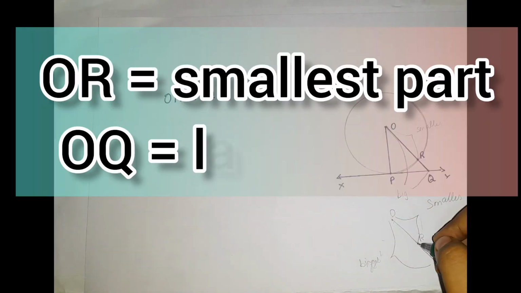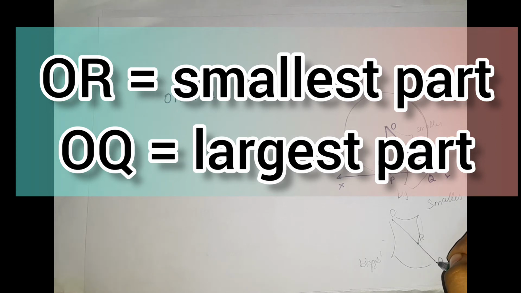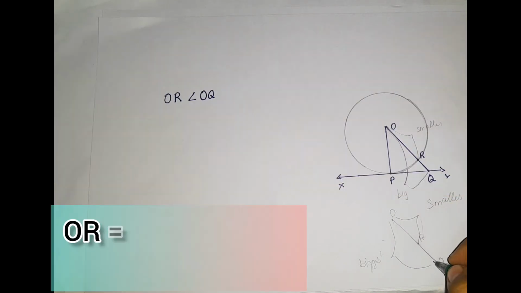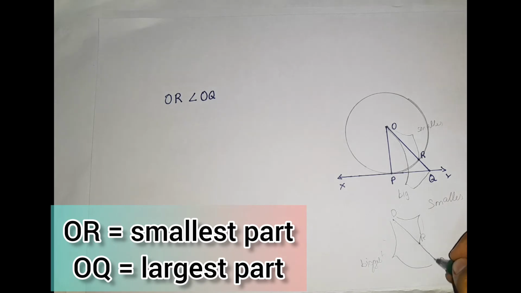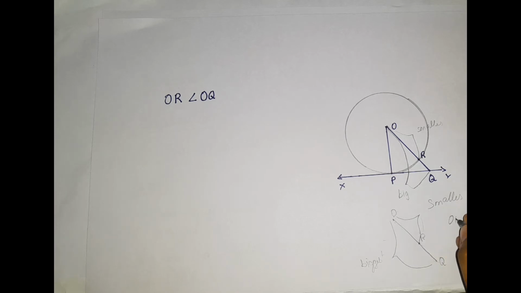So this is the OR. OR is the smallest side and OQ is the biggest side, am I right? OQ includes the OR as well. That's why OQ is the biggest one and OR is the smallest. You guys might be wondering about this and not understand it. Don't worry, I'll explain it.